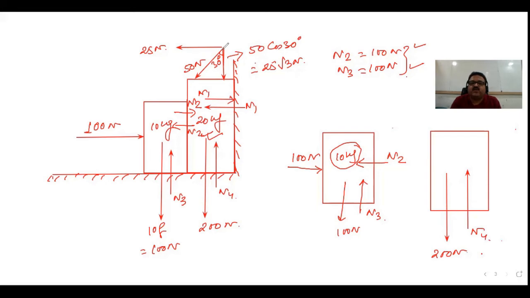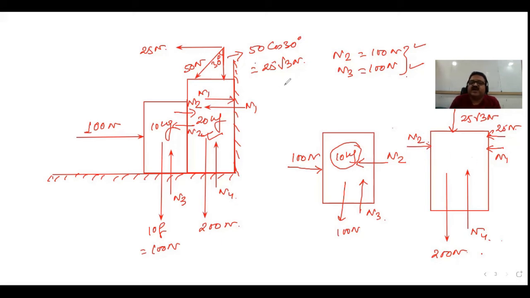Now look, one component of this force is acting downward. That is 25 root 3 Newton. N1 is acting from right towards left. This is N1 and this is N2. Okay. Now look, one component of this force 25 Newton acting from left towards right. So write it like this. Now since the body is in equilibrium, net force along y-axis is equal to 0. Net force along x-axis is also equal to 0.